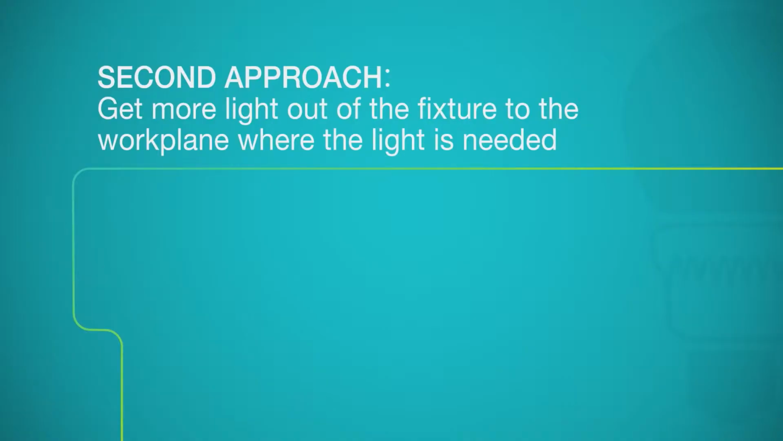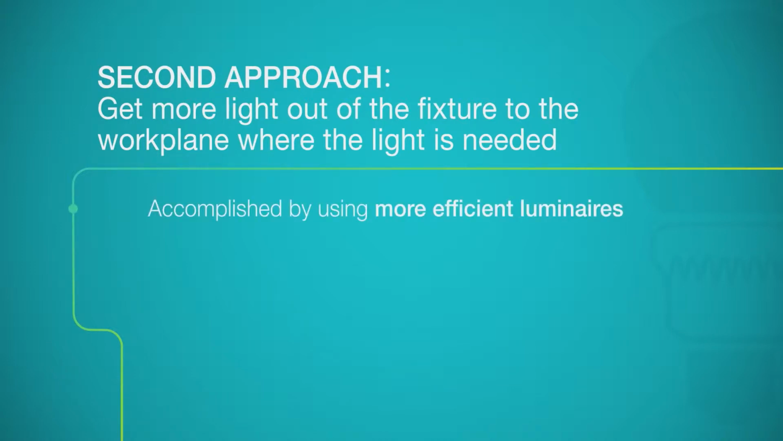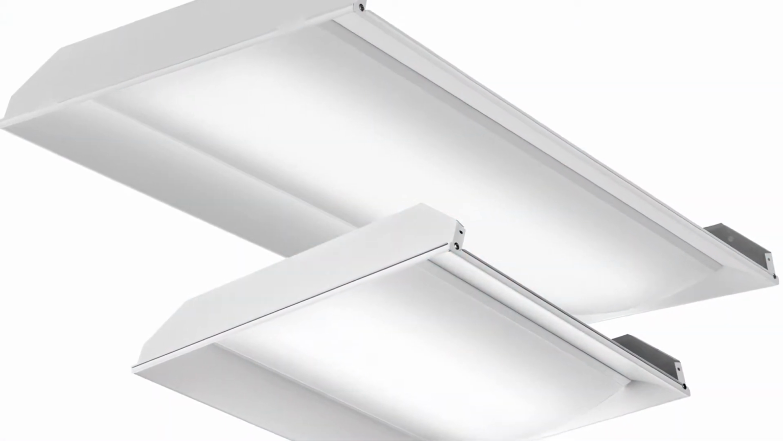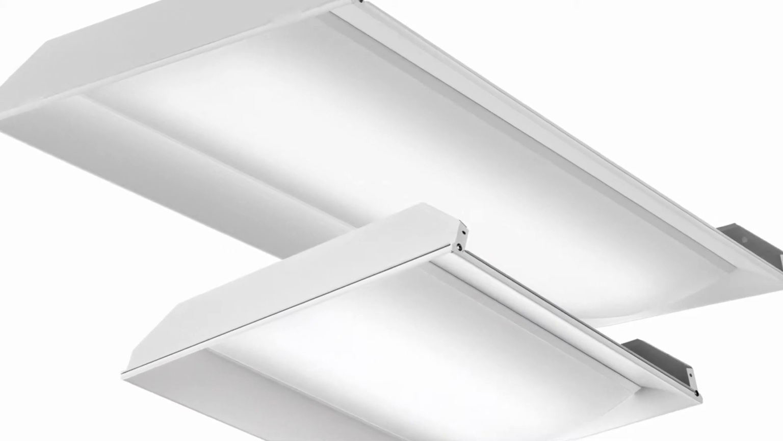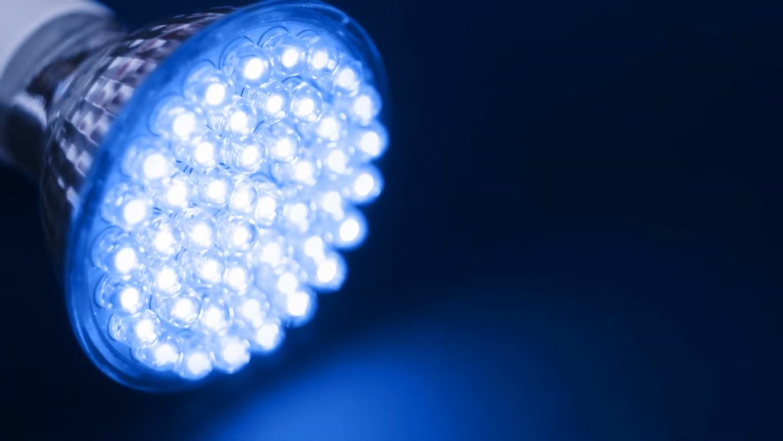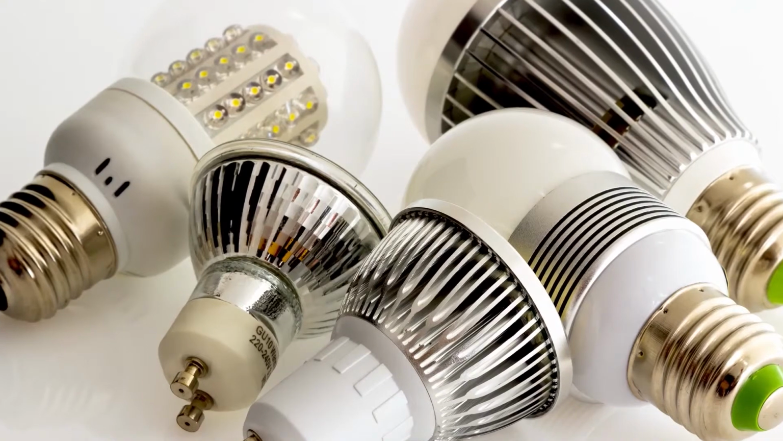A second approach is to get more of the light out of the fixture to the work plane where the light is needed. This is accomplished by using more efficient luminaires or fixtures. More light, or lumens, delivered out of the luminaire means less wattage, and possibly fewer luminaires will be required to meet the lighting requirements in a space. This is one reason light-emitting diode, or LED technology, is at the forefront of energy-efficient lighting. With proper luminaire design, the directionality of LEDs results in less light loss within the fixture, resulting in more light delivered with the same or fewer watts.